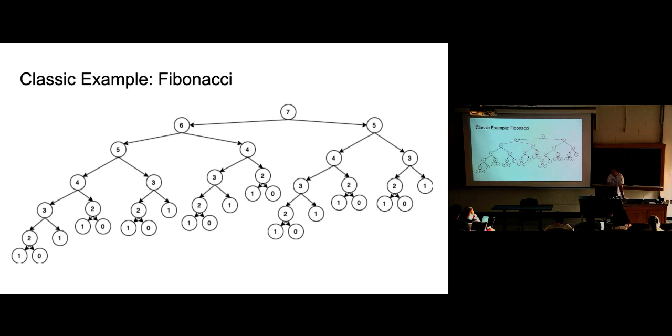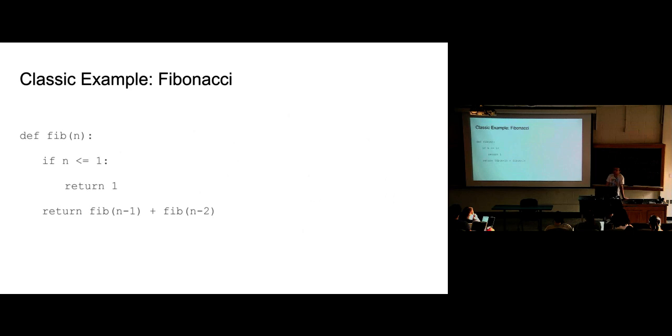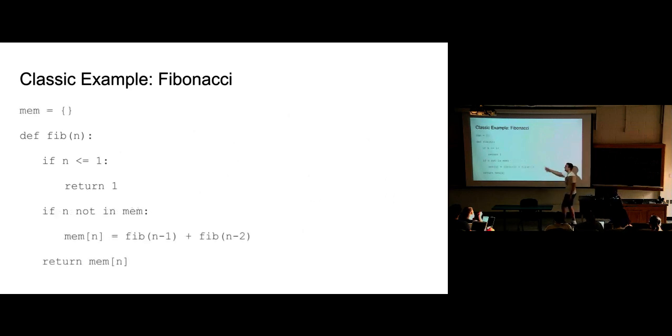So we can take advantage of that fact and write a much better Fibonacci solution like this. We keep track of some memory. That's the data structure I was talking about. In this case, it's a hash map. And then we first check the base case. Then we check the dynamic programming case. We check if whatever we're trying to compute has already been computed. And if it's not, we compute it like normal.